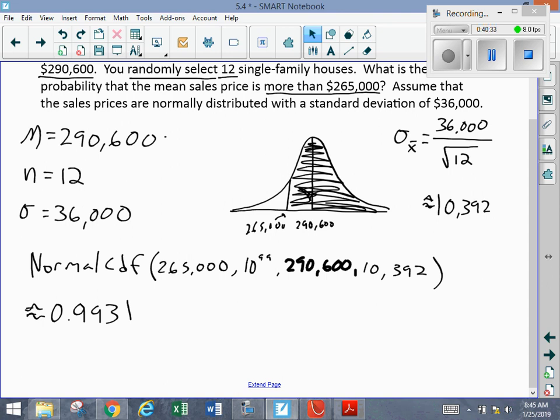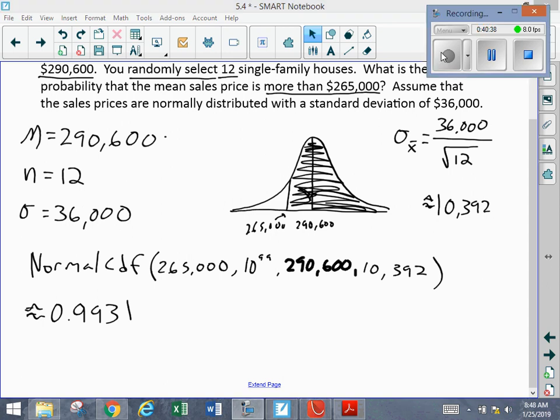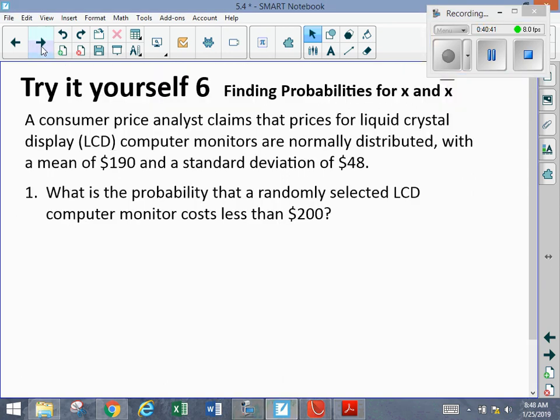Ready to do another one? All right, let's do another one. So, LCD computer monitors are normally distributed with a mean of $190 and a standard deviation of $40.